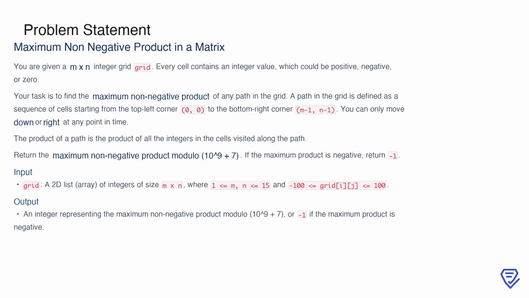Our goal is to return the maximum non-negative product, with the result taken modulo 10 to the power of 9 plus 7. However, if the maximum product is negative, then we simply return -1. The grid has some constraints. Its size is small, with dimensions at most 15 by 15, and the values in the grid range from -100 to 100. This means we need to carefully handle cases where the product might involve negative numbers or zeros.